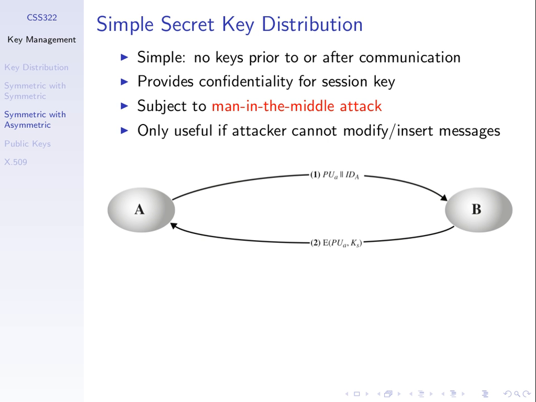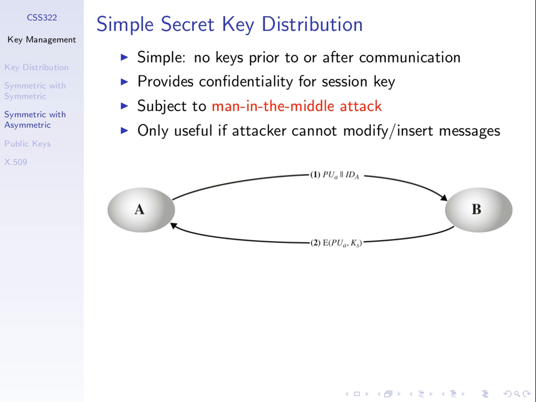A and B are happy. A and B have exchanged session keys, KS. Now A starts encrypting data, sending it to B. All C does is intercept every packet, decrypt, and forward it on encrypted to B. A and B don't know that C is the man in the middle decrypting that data. So that's the problem with this very simple key distribution scheme.